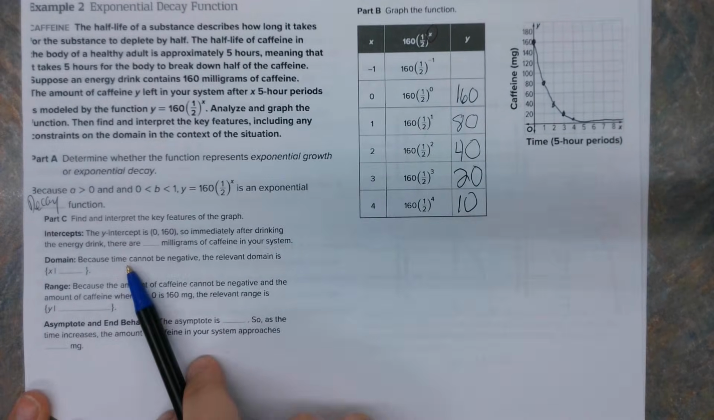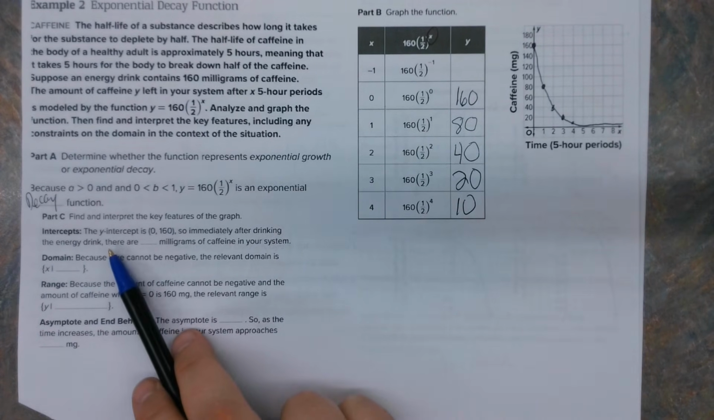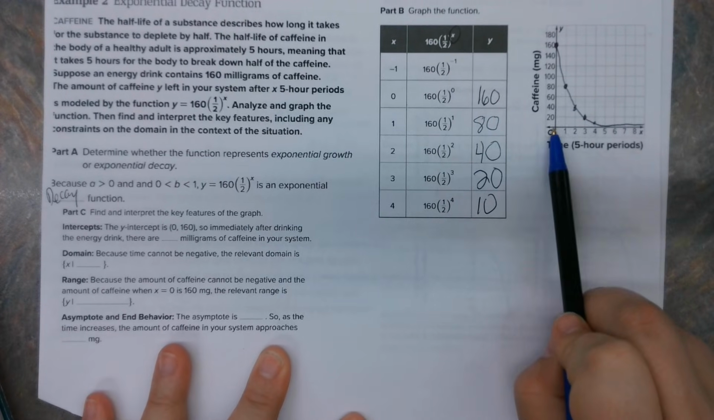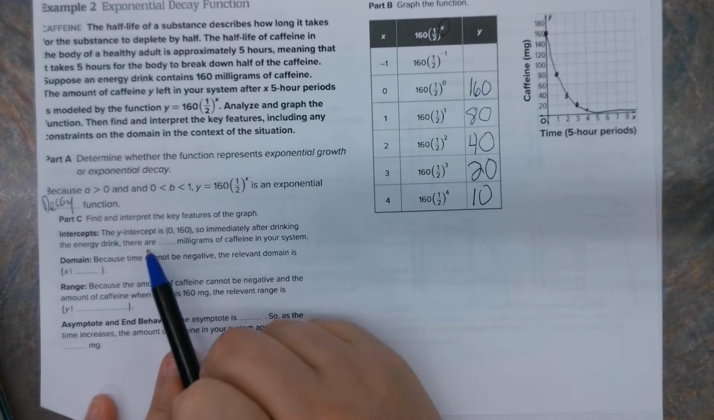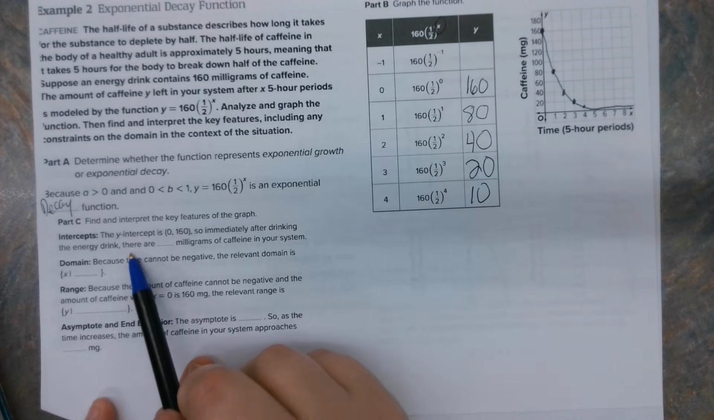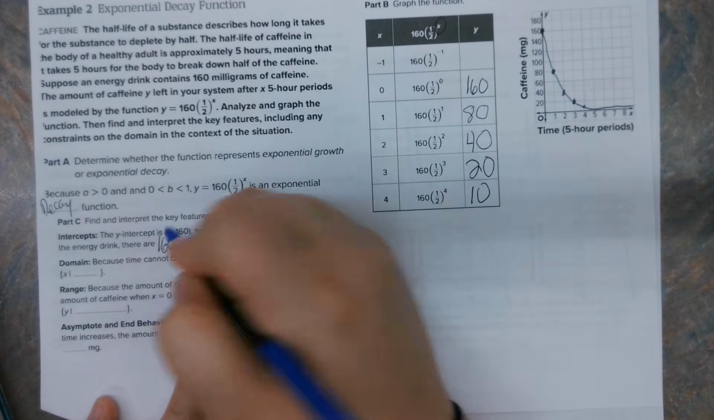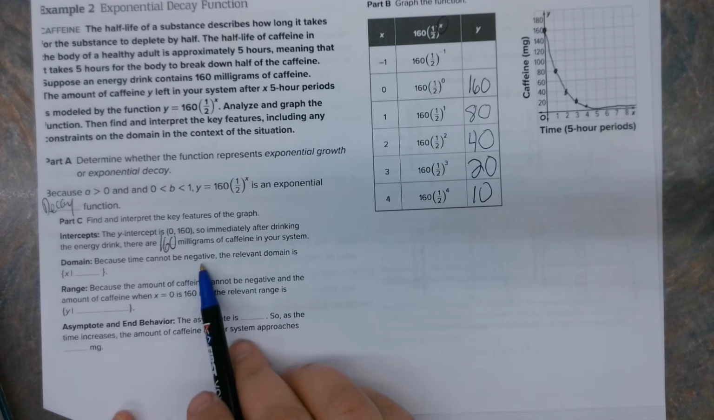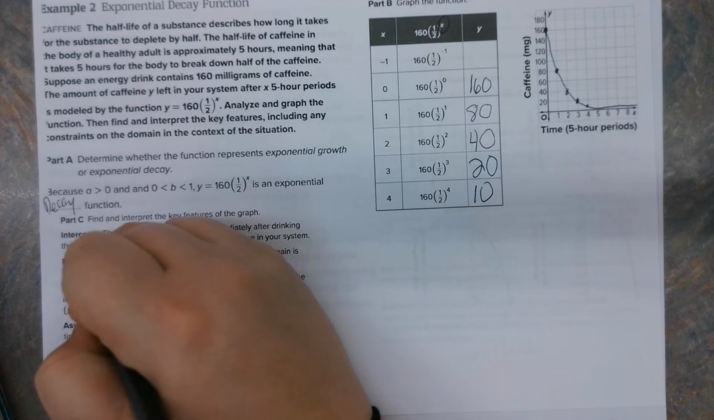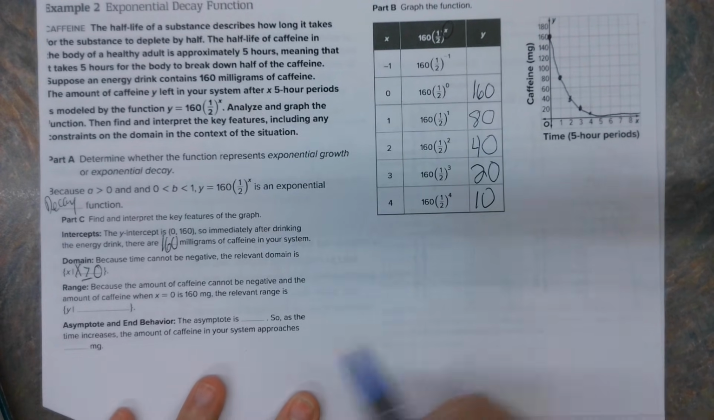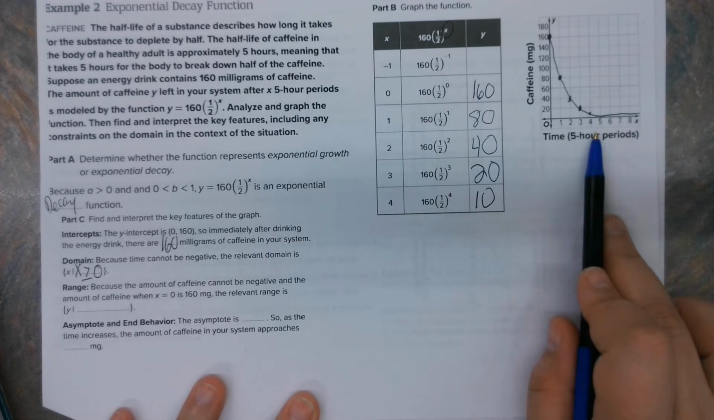Now let's do this part. The y-intercept is, here's y, 0, 160. So the y-intercept is 0, 160. So immediately after drinking the energy drink, there are 160 milligrams of caffeine in your system. Because time cannot be negative, the relevant domain is everything when x is greater than or equal to 0, because time cannot be negative, and x is our time.